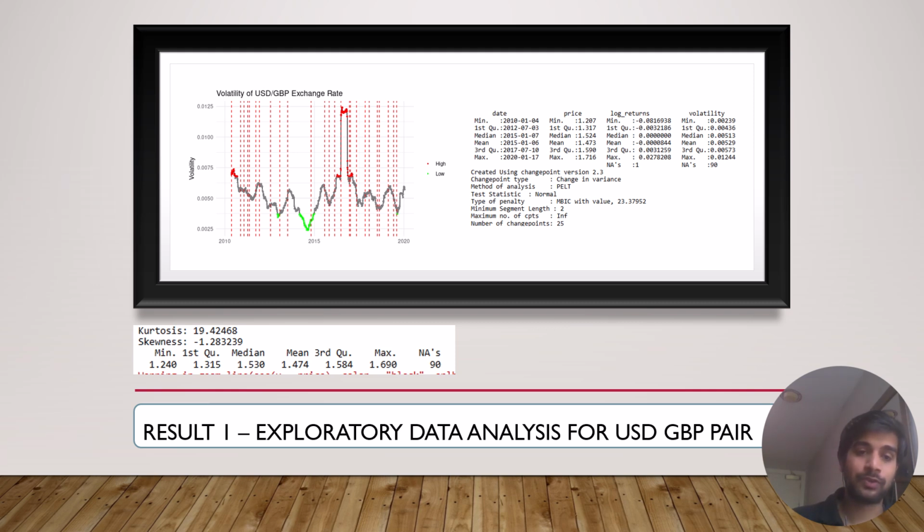And here we also find the kurtosis. The kurtosis is greater than 3, which represents that the curve is leptokurtic, and there is a slight negative skewness also present. And on the right hand side, a data check is performed with respect to the price, log returns, and volatility, and everything seems right.